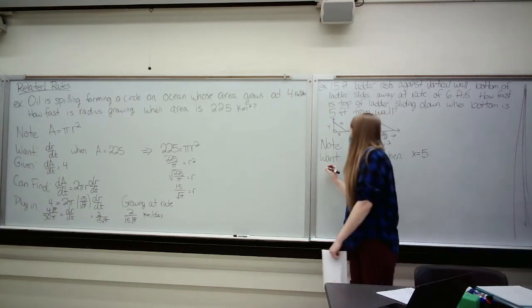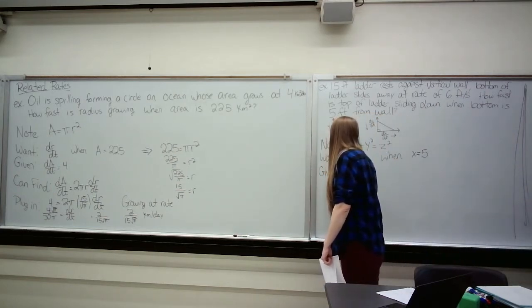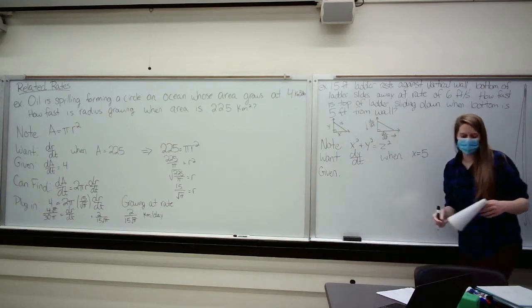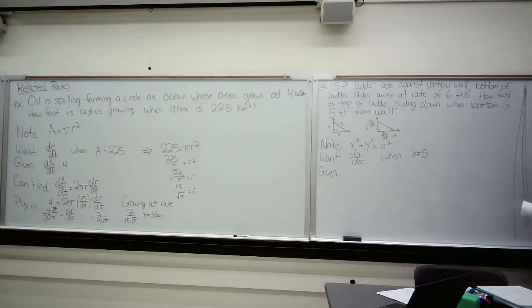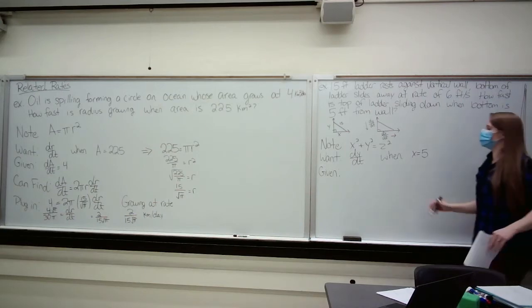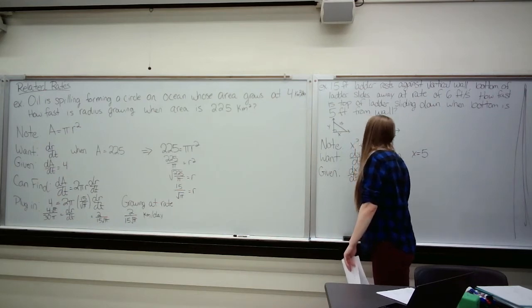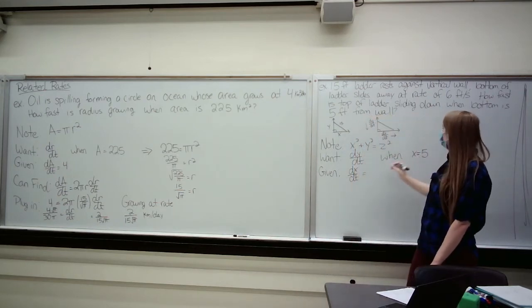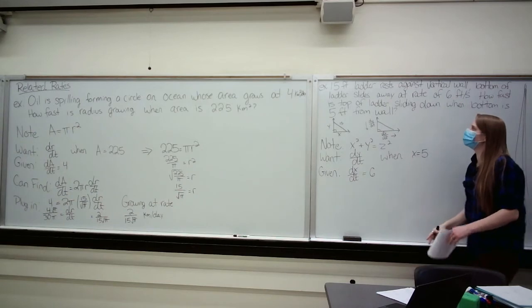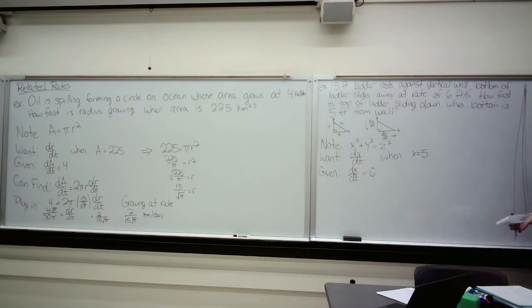All right. Cool. Well, let's see. What else do we have? What are we given? We have that the bottom of the ladder slides away at a rate of 6 feet per second. What is the bottom of the ladder sliding away? Dx over dt, good. And that equals what? Six. Okay.